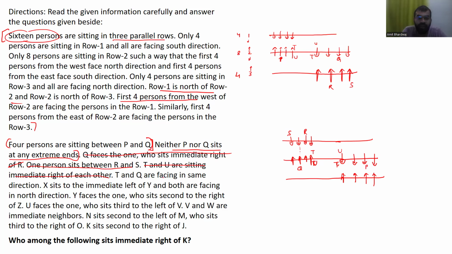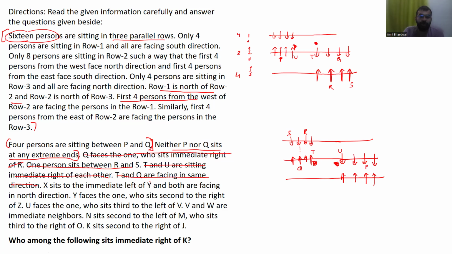Okay. T and Q are facing in the same direction. So Q downward, so T should be downward. You cancel here. Yes or no? Done. And T and Q are facing in the same direction, means if Q is upward, T should be upward. Yes or no? Clear? So now we can decide easily where T will come, where Q will come.